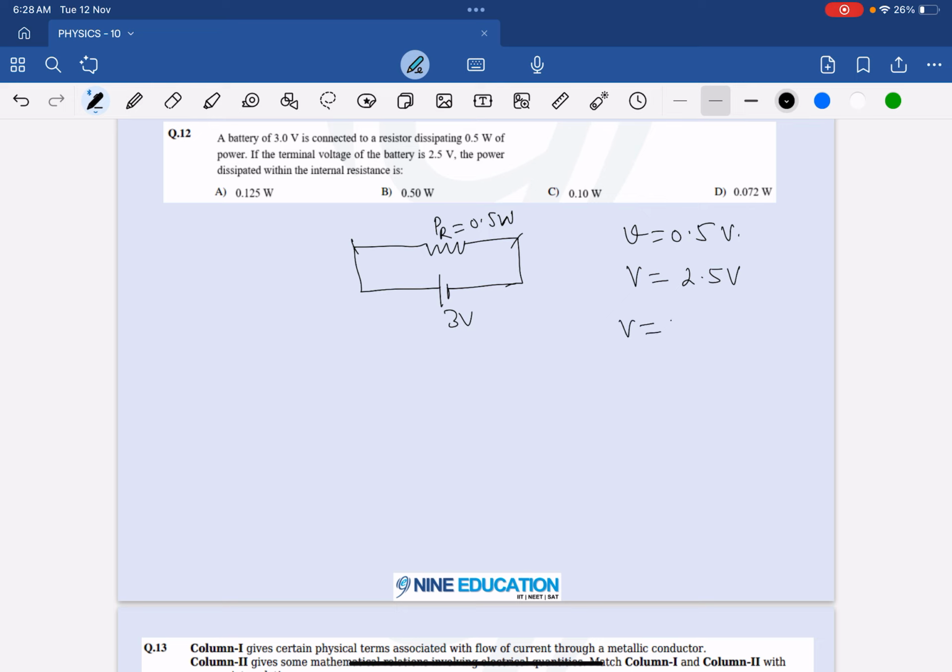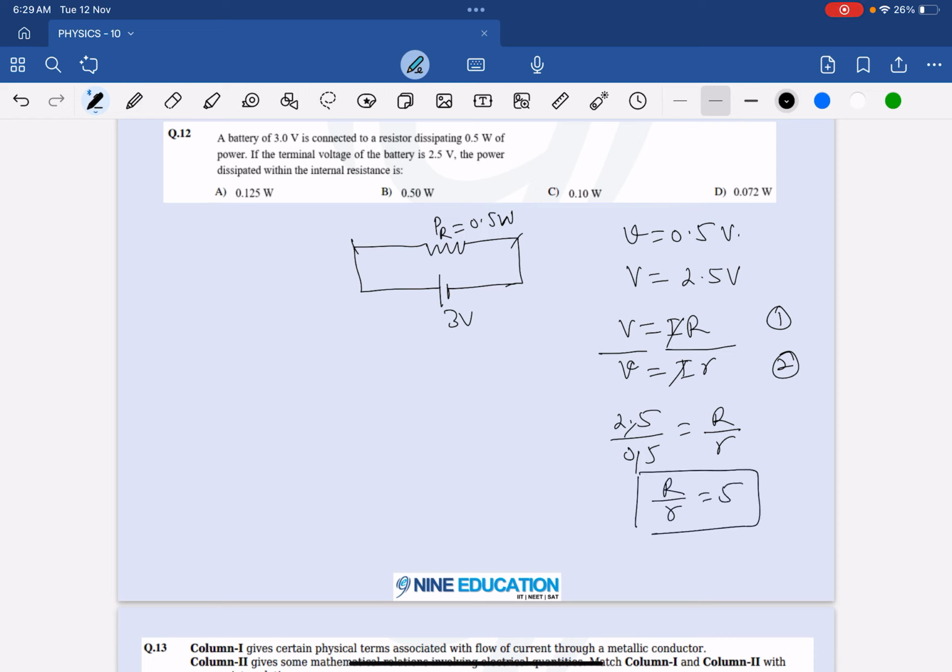We know that, sir, V equals IR, and V equals small voltage drop, it is I multiplied by R. And if we divide these equations, sir, we are able to see this is 2.5 divided by 0.5, and this is the same current, and this R is just one resistor, so it would be R by R, and R by R is going to become 5 for me. Okay, sir. Sir, why did we calculate this? What is the need for this? All right, they are asking the power dissipated within the internal resistance, where r is the internal resistance.